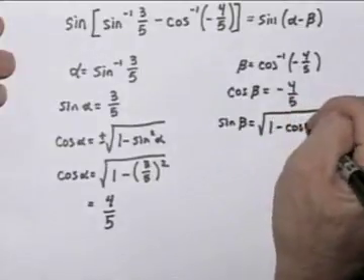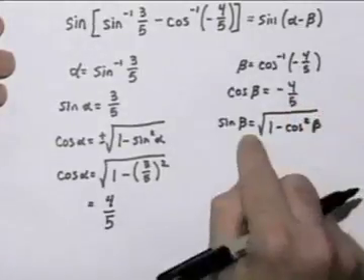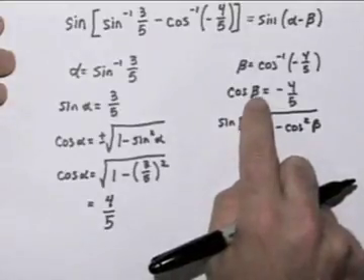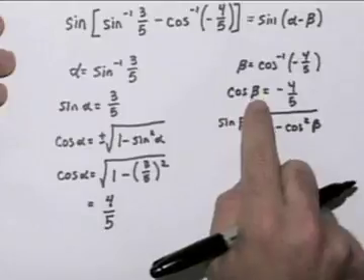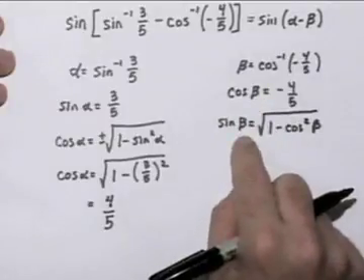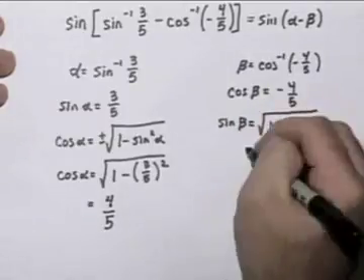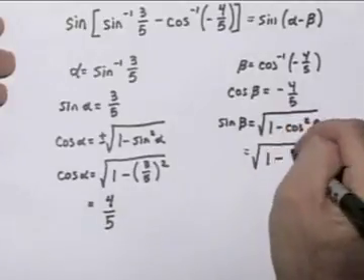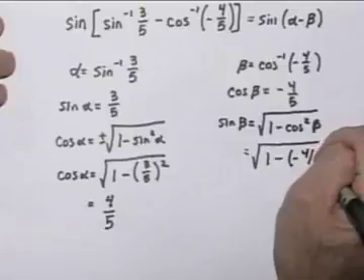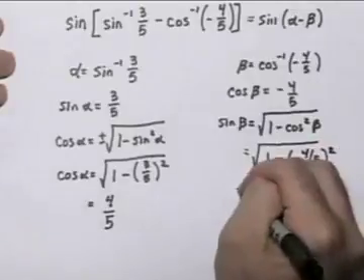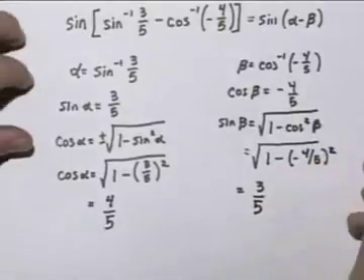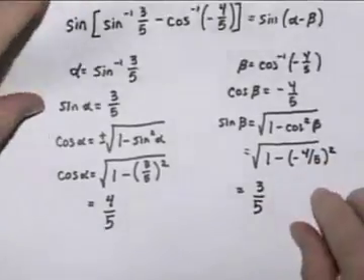1 minus the cosine squared of beta. It's the positive square root because beta is between 0 and pi. In other words, beta is in the first or the second quadrant, and the sine function is positive in both of those quadrants. So I get that the sine of beta is the square root of 1 minus -4/5 quantity squared. If we work this out, we get that the sine of beta is 3/5.